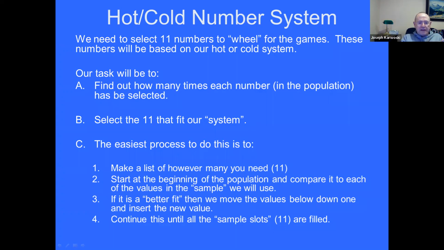You're going to start at the beginning of the population and compare it to each of the values in the sample we're going to use. If it's a better fit, we will put it in that group of 11. And we continue this until all 11 slots are filled. Okay, so that's kind of the process that we're going to do. So we're going to pick the numbers, look at the whole population, and then from that, we're going to pick 11 numbers that we think are going to be the best.